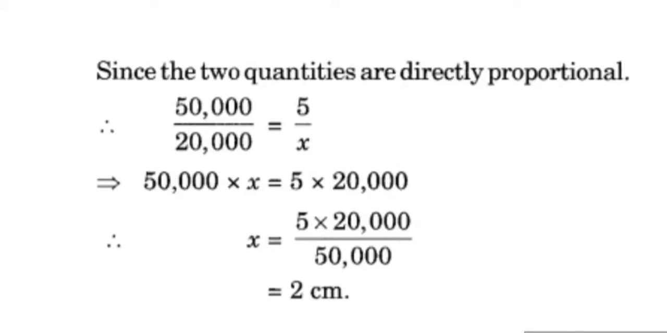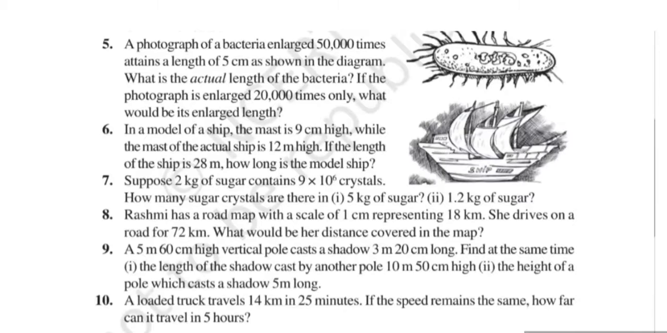Now cross multiply. So it will come X is equal to 5 into 20,000 upon 50,000. So X value is 2 centimeter. Now see question number 7.